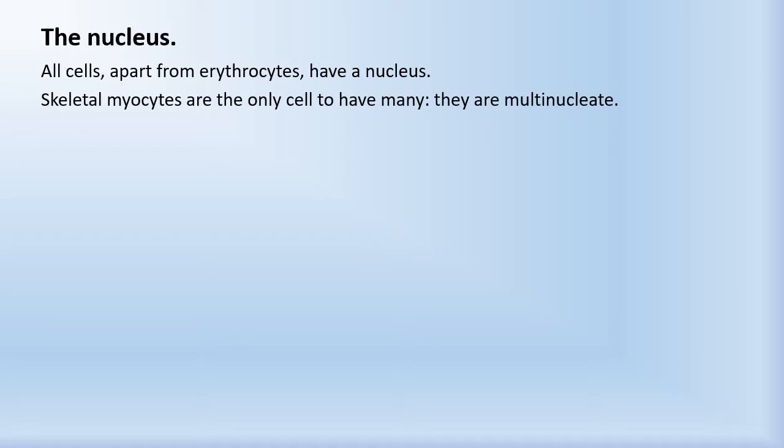All cells, apart from erythrocytes, remember these are red blood cells, have a nucleus. Skeletal myocytes, myocytes are muscle cells, are the only cell to normally have many nuclei. They are multinucleate. So erythrocytes are anucleate.